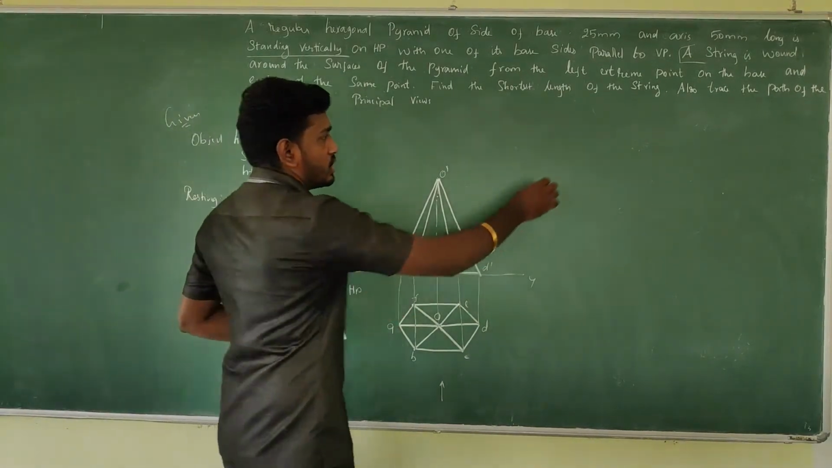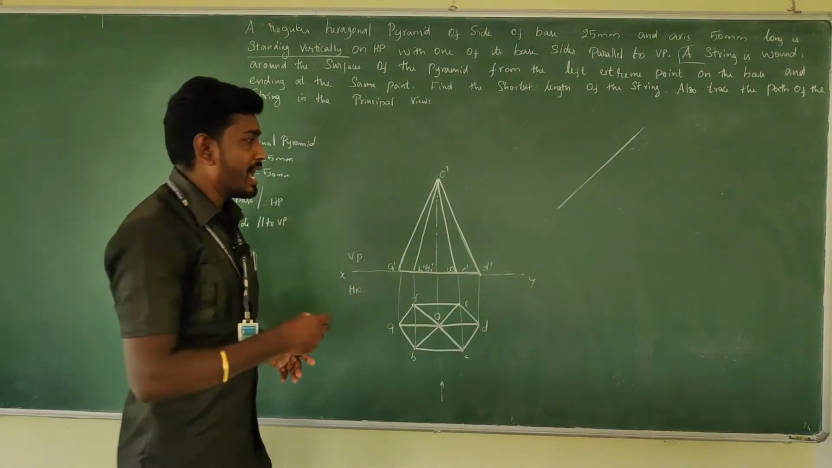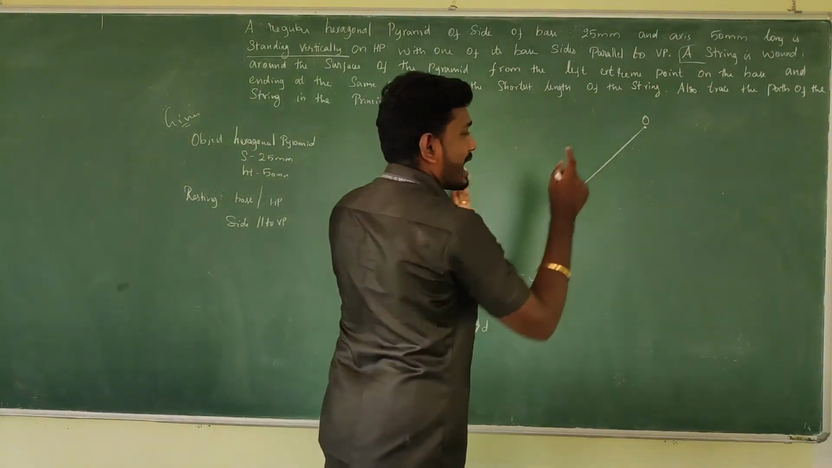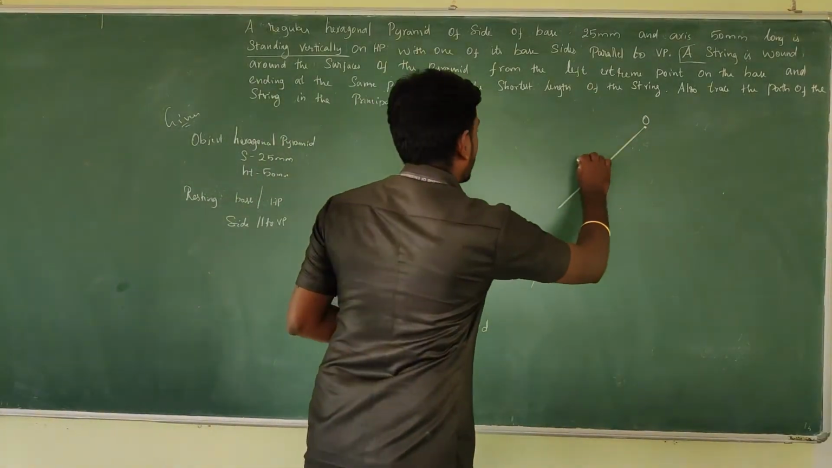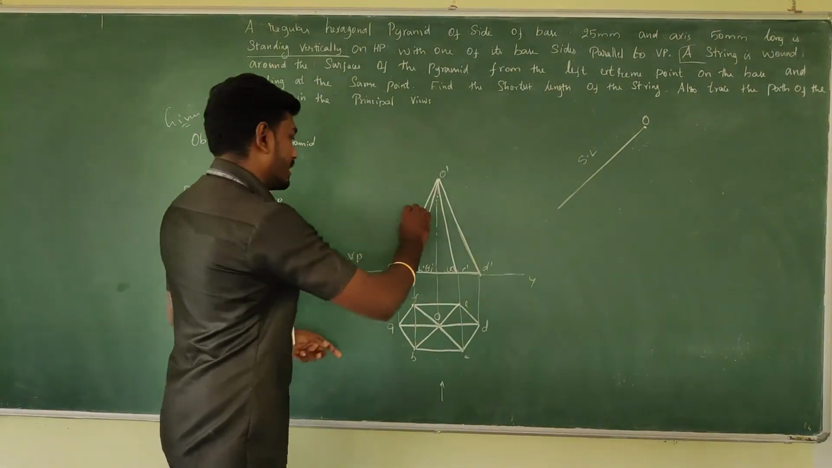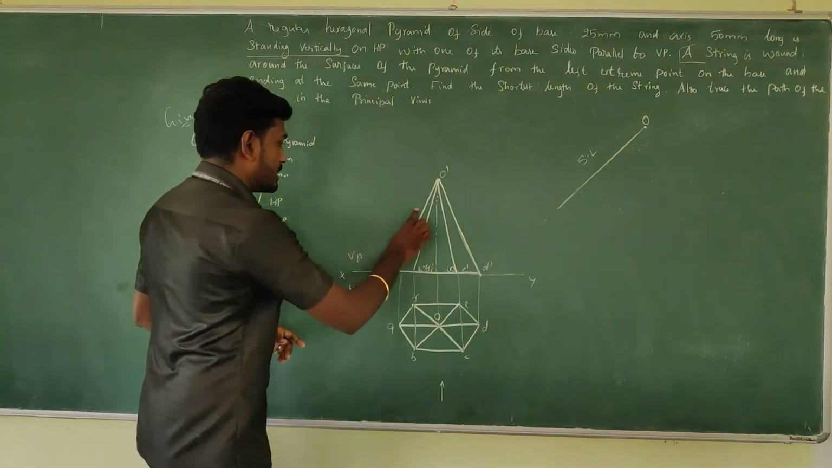For that, just draw an arbitrary line. I'm going to take this as O, and this line should measure the slant length. It should measure the slant length. Where is the slant length? Here it is, right? This is the slant length.